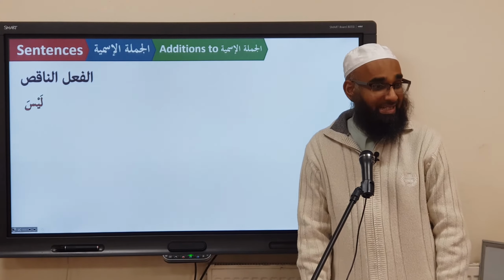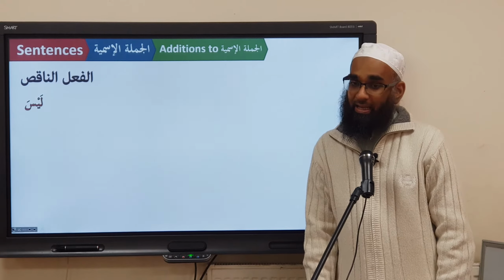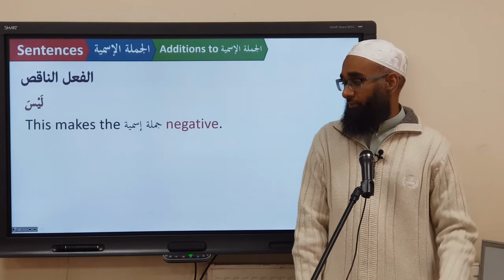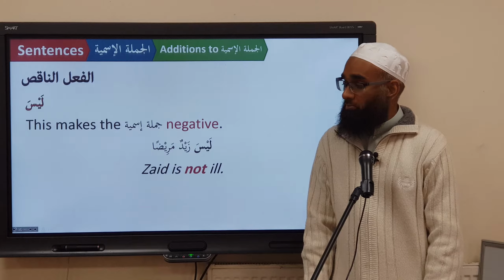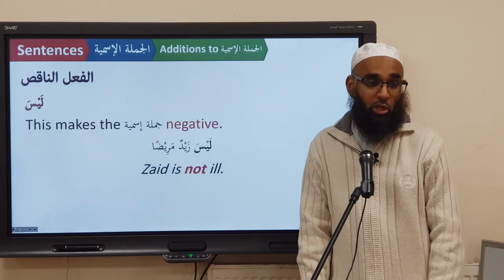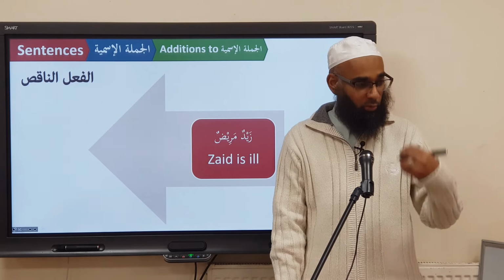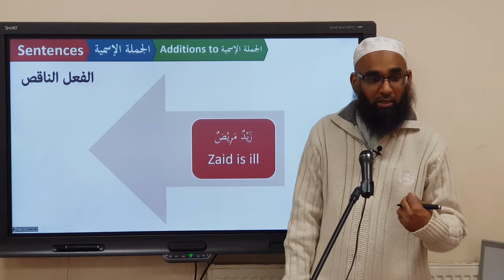The second word is laysa. What is it? Laysa. It makes the jumlatun ismiya negative. So laysa Zaidun maridun: Zaid is not ill. Same thing again: Zaid is ill. Zaidun maridun, a normal jumlatun ismiya.